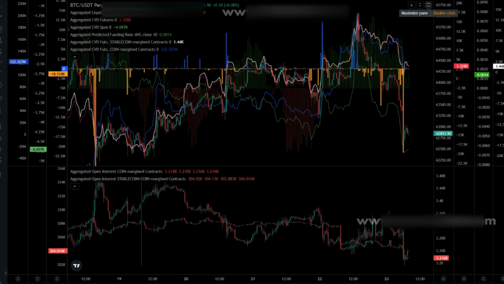And currently you see an orange block which is above 25 million. That block represents a large number of short liquidations that just happened at around $62,500. So there is likely to be a rise from here onwards.